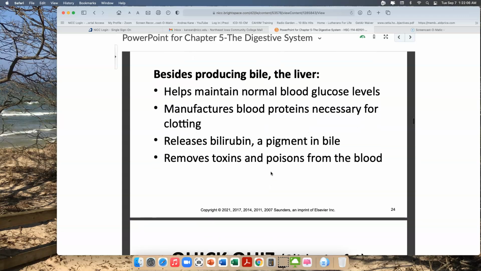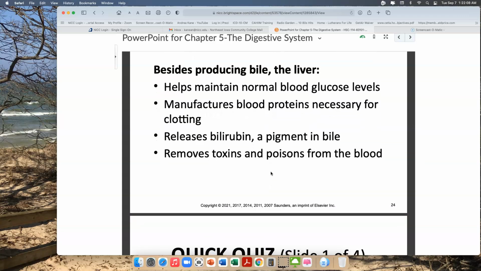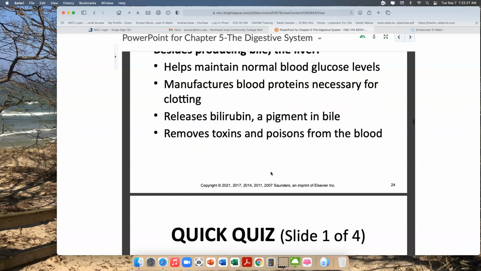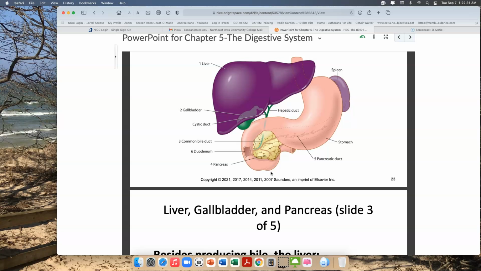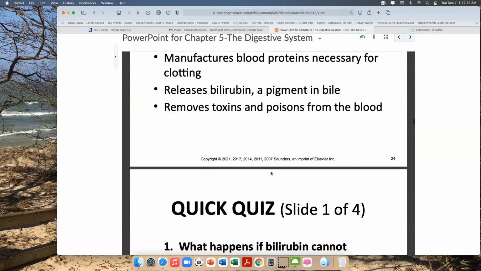Besides producing bile, the liver helps maintain normal blood glucose levels. It manufactures blood proteins necessary for clotting. It releases bilirubin, that's a pigment in bile, and removes toxins and poisons from the blood. It's a huge filter that does a lot of other things as well. The liver is a very critical organ to our survival.